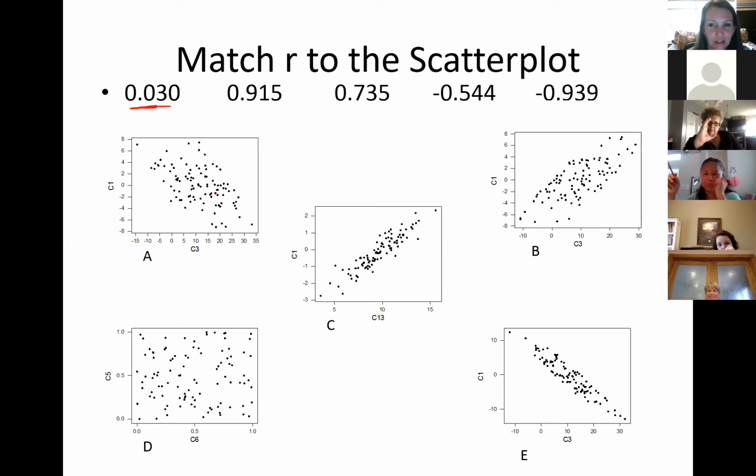Okay, I'm not sure if I'm reading everybody's hand signals right, but the correct answer is D. Is that what you guys were saying? Okay, perfect. Okay, so D is the answer to this one.